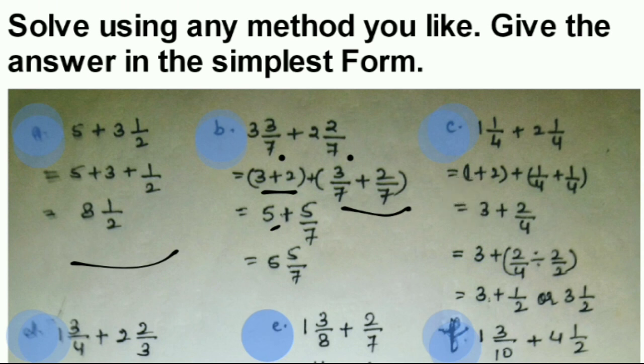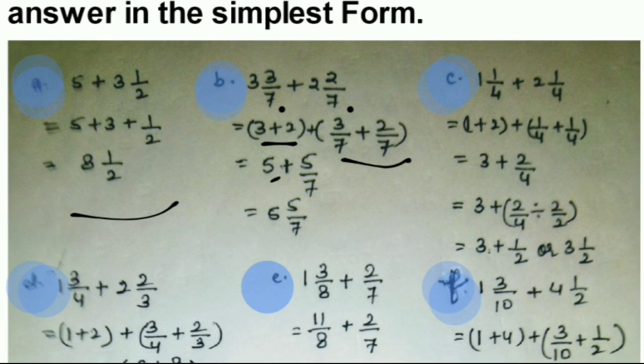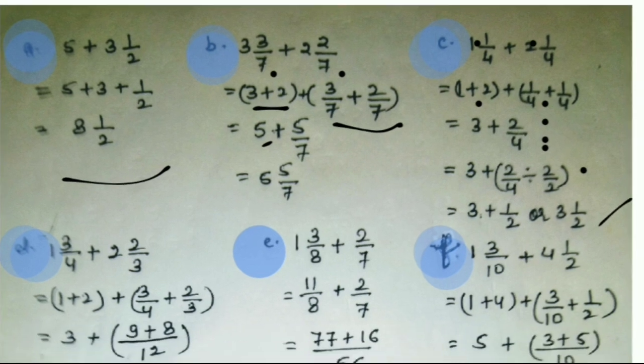One more question I have solved here. In this one, you have to convert to the lowest form also. So same thing, 1 plus 2 is 3, then 1 by 4 plus 1 by 4 is 2 by 4, and we know that this 2 by 4 will go in the 2 table, so divided by 2, this will be 1 by 2. So 3 plus 1 by 2, we can say 3 1 by 2.